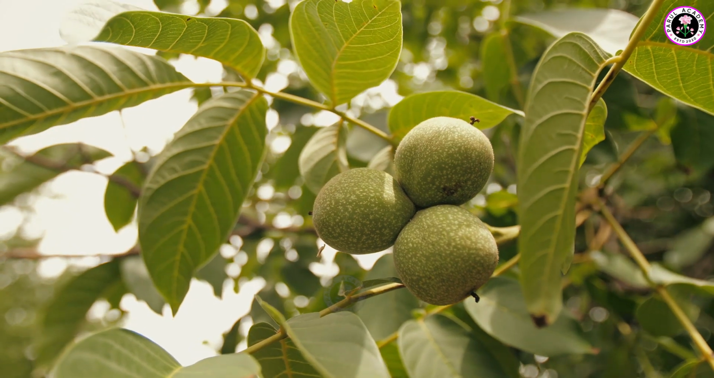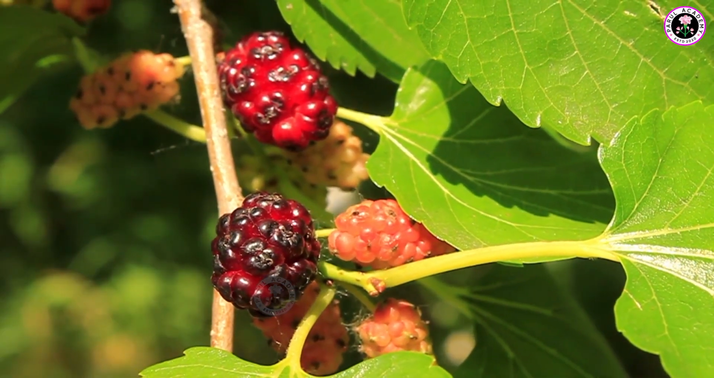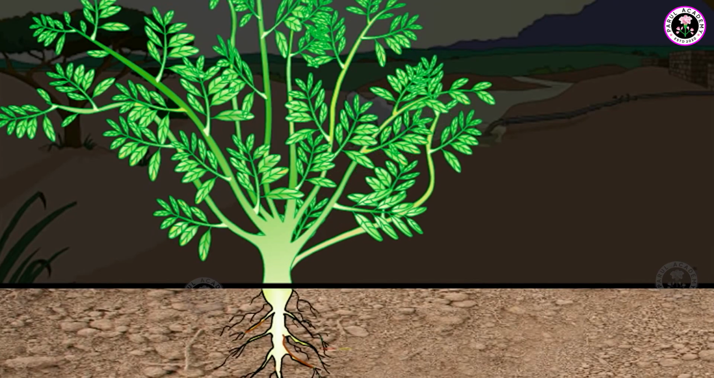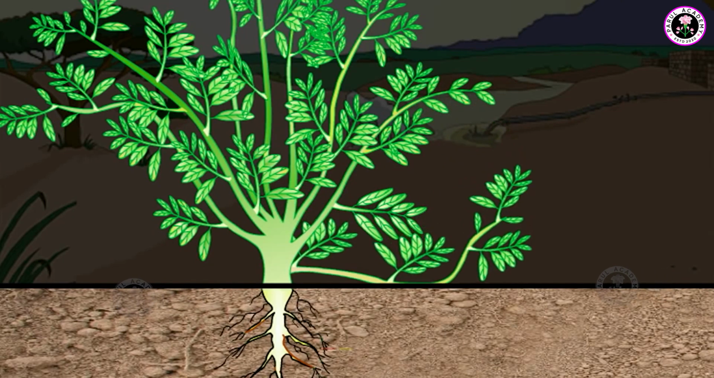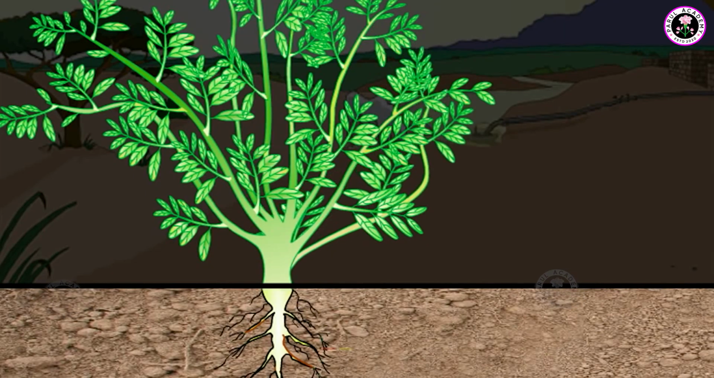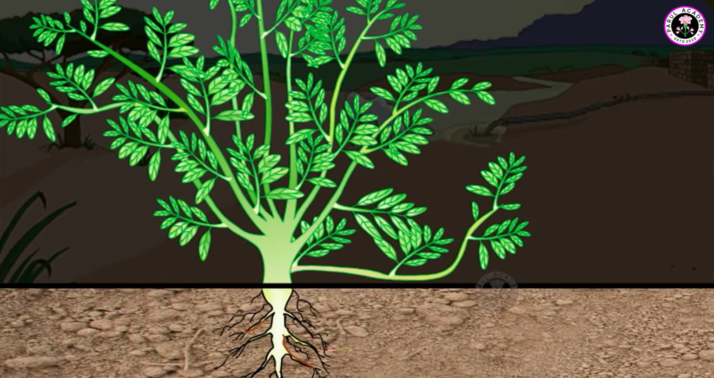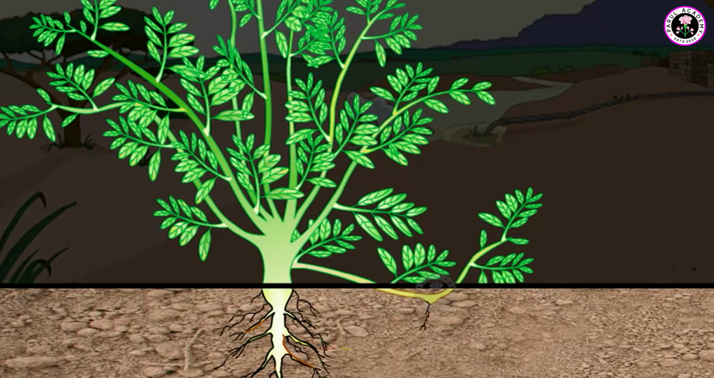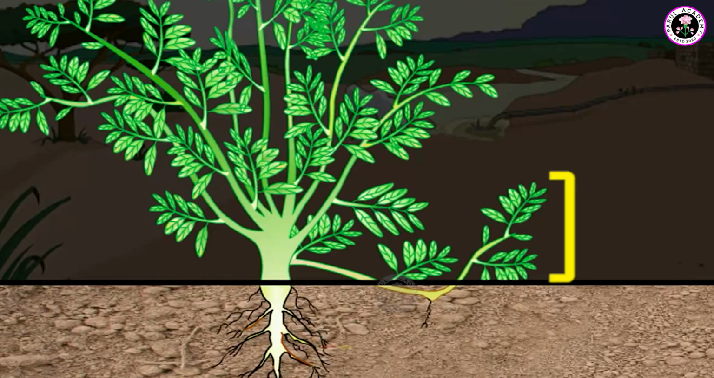Example, walnut and mulberry. Mound layering. This method is applied for plants having flexible branches. A branch near the bottom of the plant is bent and part of it is buried in soil, but the tip of the branch is exposed above the soil. After roots emerge from the part of the stem buried in the soil, a cut is made in the parent plant so that the buried part grows into a new plant.